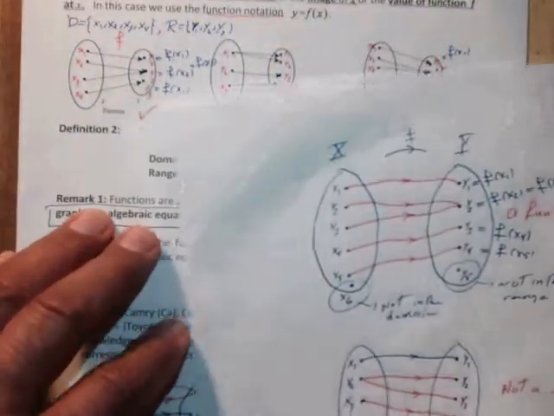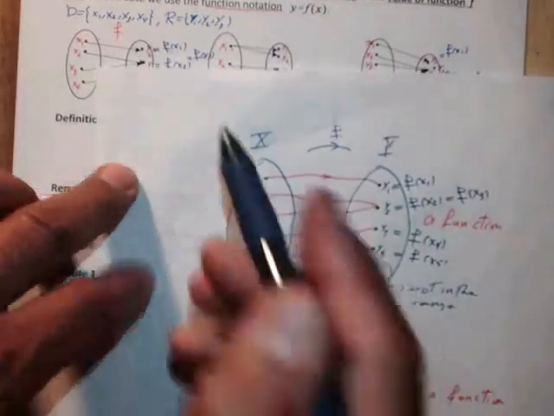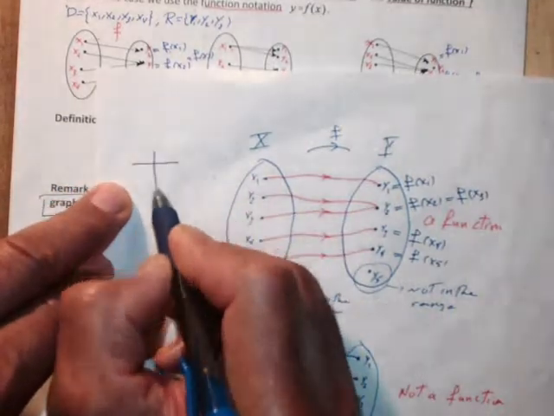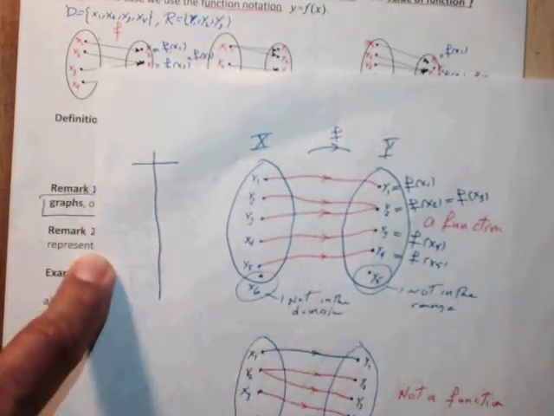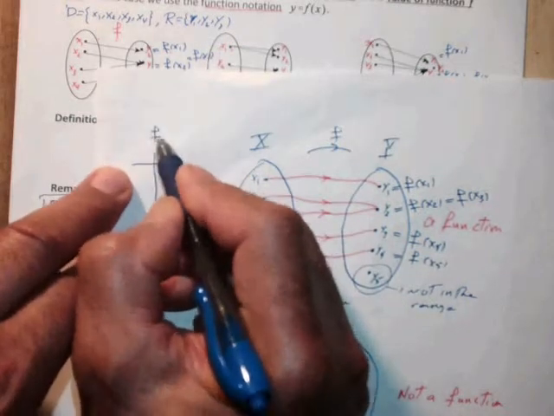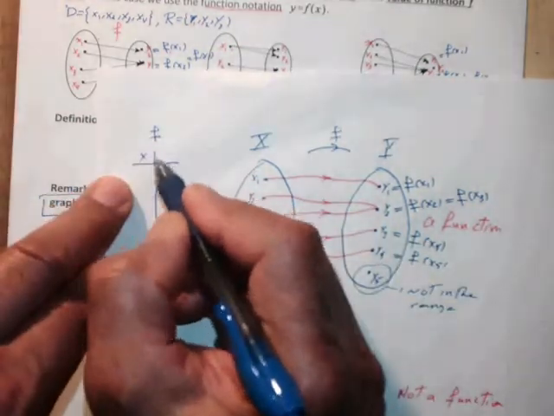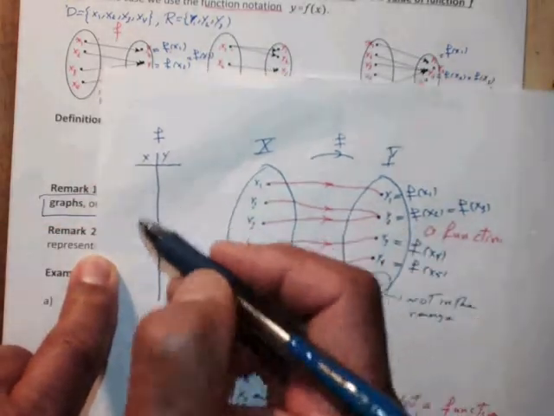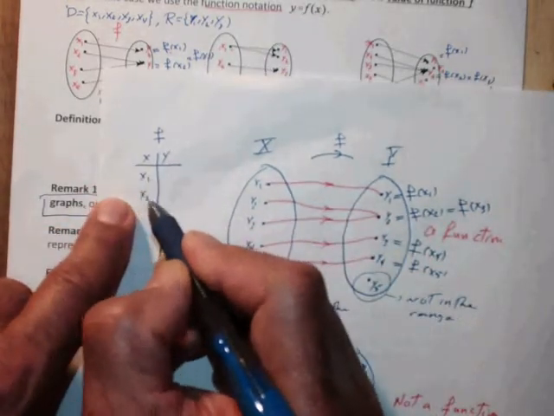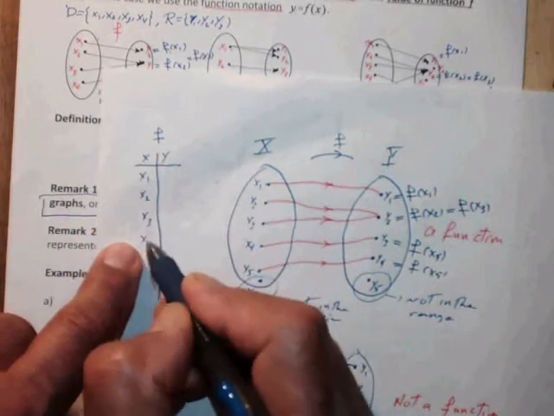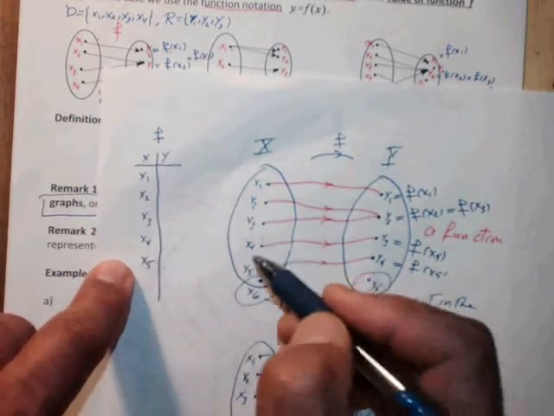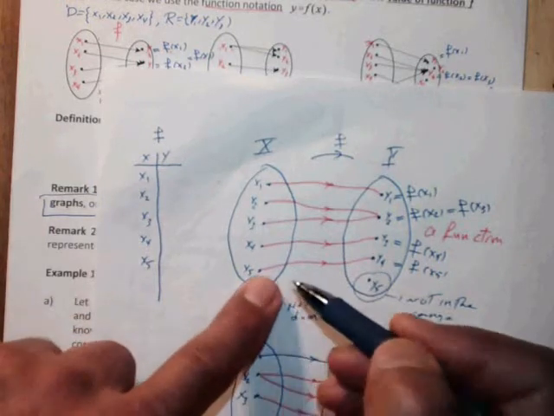But to continue, let's say this example right here. I want to do a table presentation. What you do is draw a table like this, write the name of the function on the top, and then put x here and y there, and you put all of your x values, like x1, x2, x3, x4, and x5. That's the one in the domain. Here x6 is not in the domain, see?